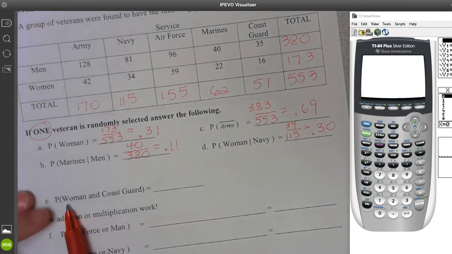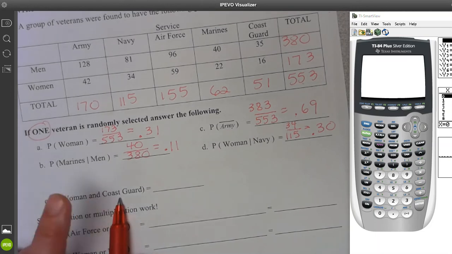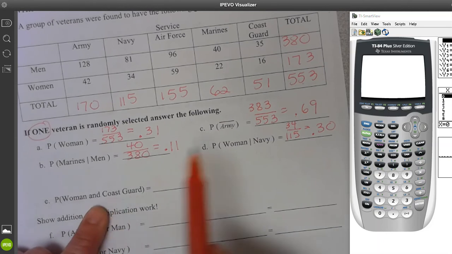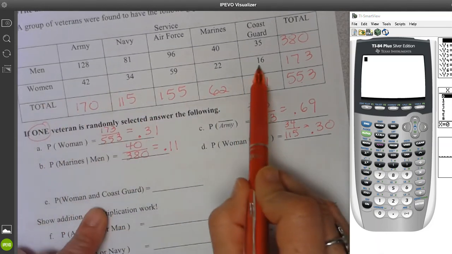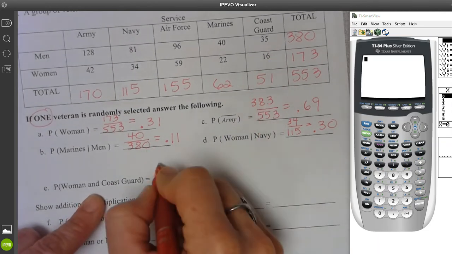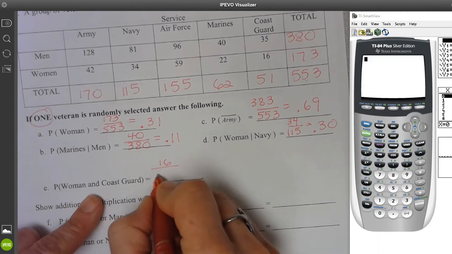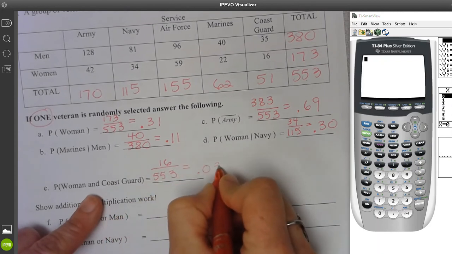The next question, what's the probability of selecting a person that's a woman and also in the Coast Guard? So now we're just selecting one person. So we're only looking at how many people are women and in the Coast Guard. So here's my women. Here's the total that's in the Coast Guard. So that's 16 out of the total of 553 people. So that's only 0.03%.